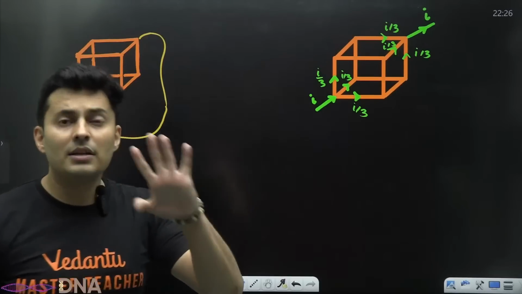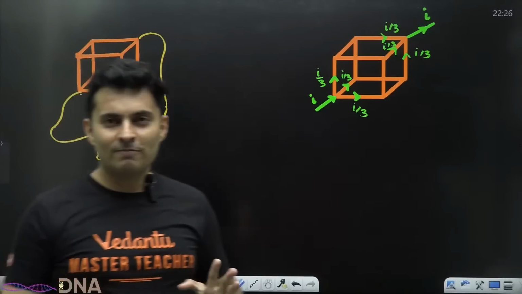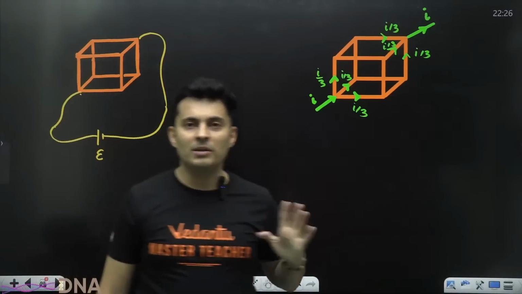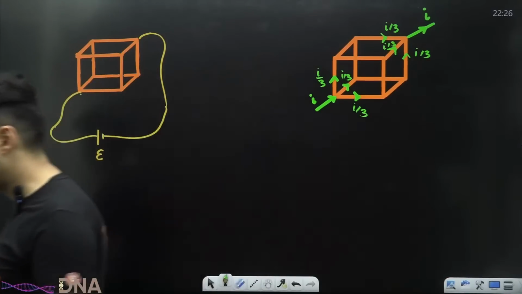I'm trying to find the distribution of currents using the symmetry of a cube, because that will help me solve the problem. Without currents, I can't apply Kirchhoff's laws, I can't do anything. That's the reason for that.